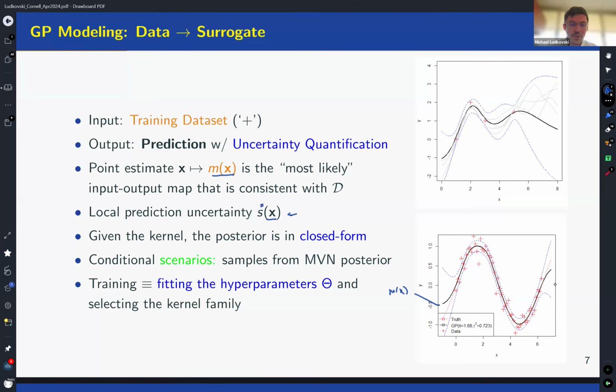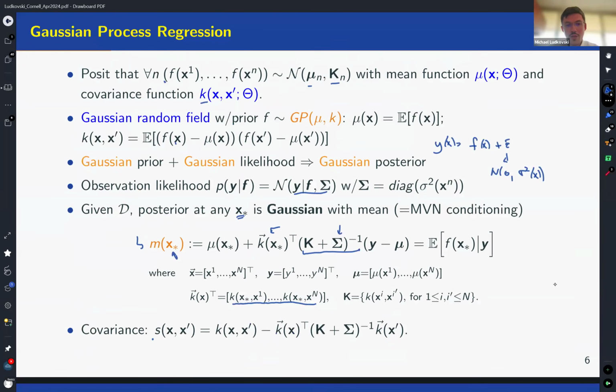Okay, so that's the two things that come out. And then the third point, which is maybe a little bit misleading, is that this is just a formula. This formula, which is just the multivariate normal conditioning formula, is the answer for both my mean and covariance. So in a sense, it feels like there's not much to do.